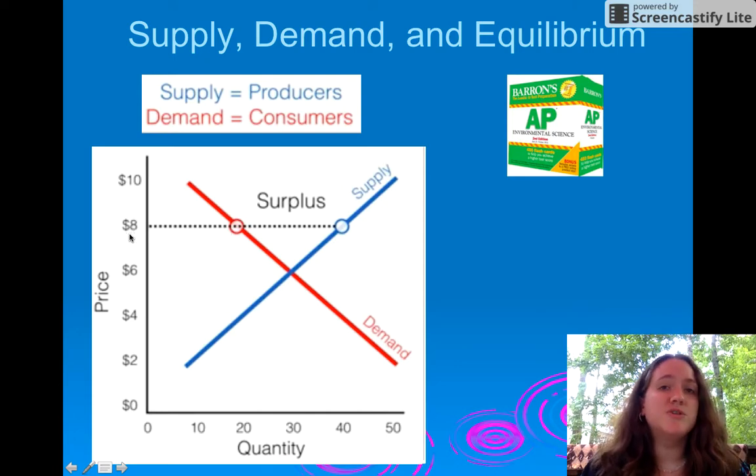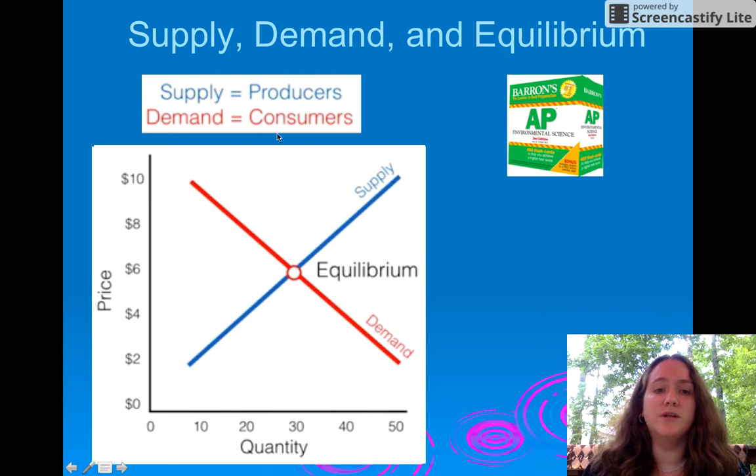In economics, what you want is to hit this equilibrium point right here. You want to make as many as your customers are going to demand, and you want a price that is set so that the customers will actually buy it at that price. Our equilibrium point is about $6, selling 30 books.